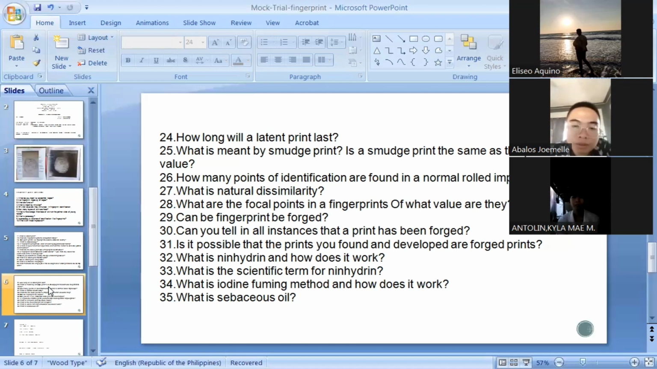What is iodine fuming method and how does it work? The iodine fuming method works through the iodine fuming box. Then 35, what is sebaceous oil? Sebaceous oil is oil that can protect our skin from drying out.